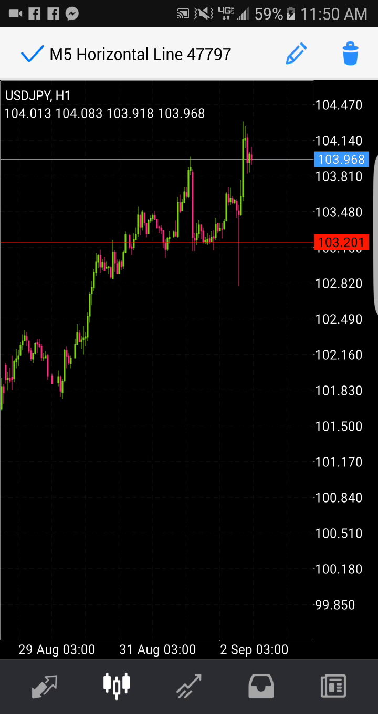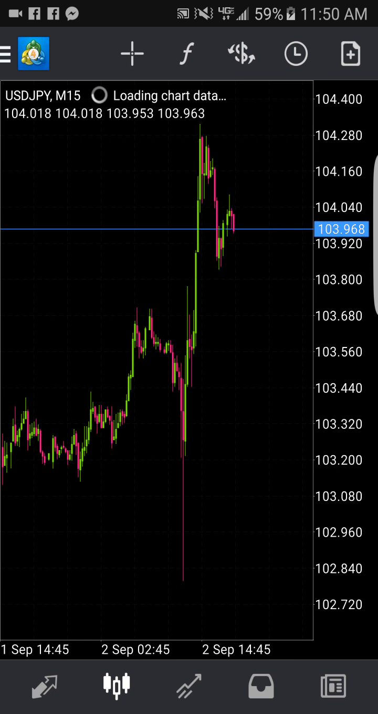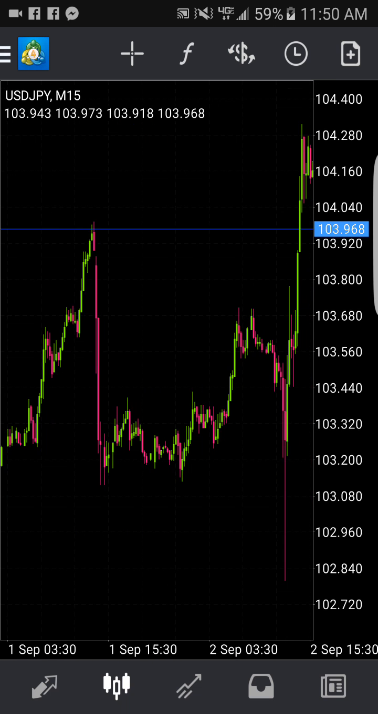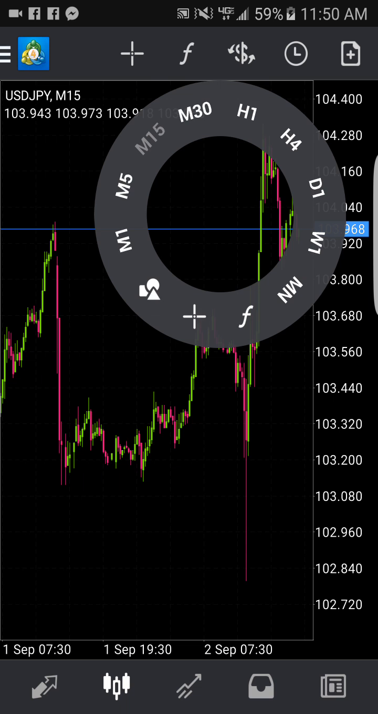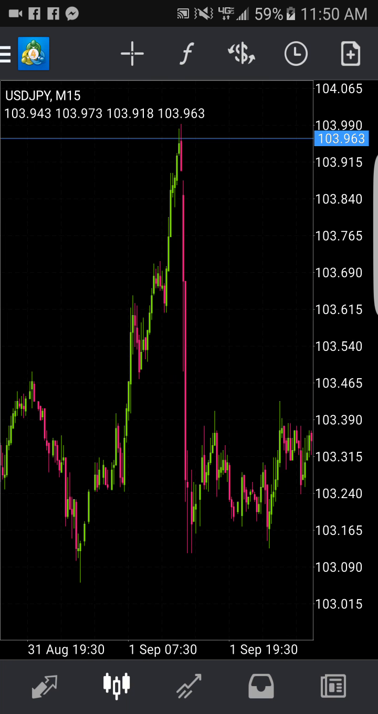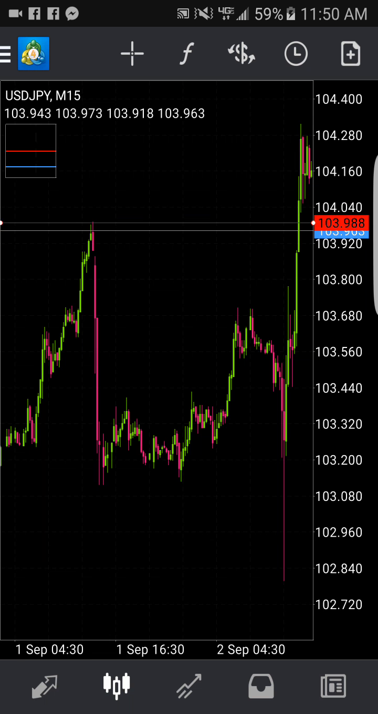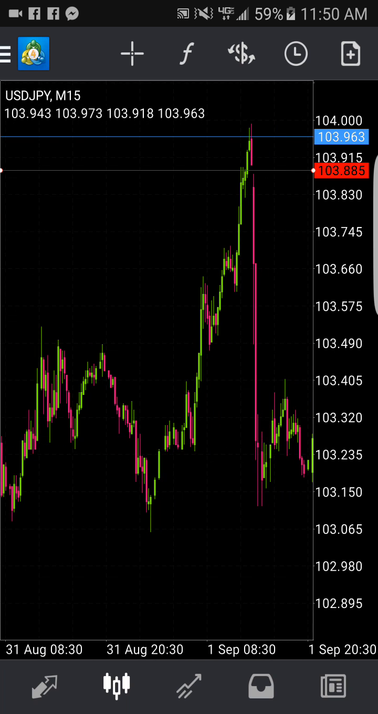So first off, on the 15 minute, right here, there was a gap. This was before NFP. The chart looked like this, right? As you see up here, there's a gap. I'm gonna put the red line where the gap is, so it's right there.